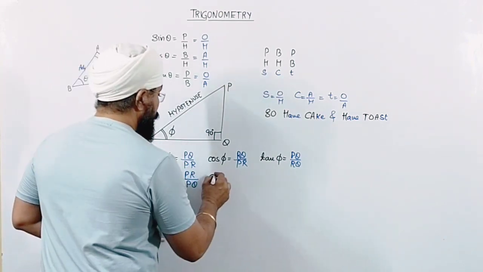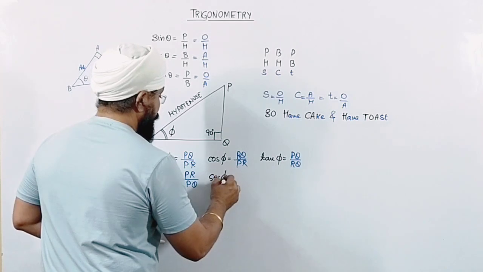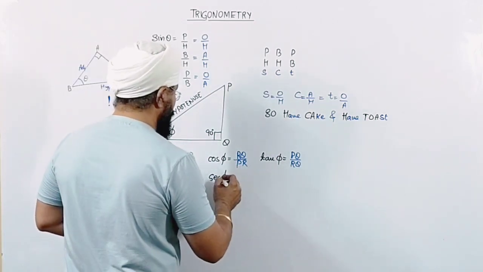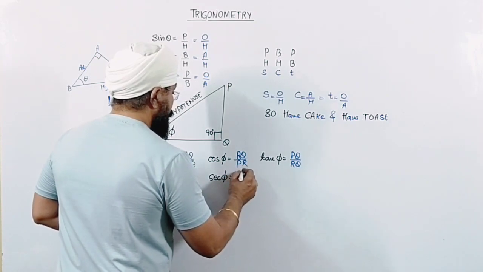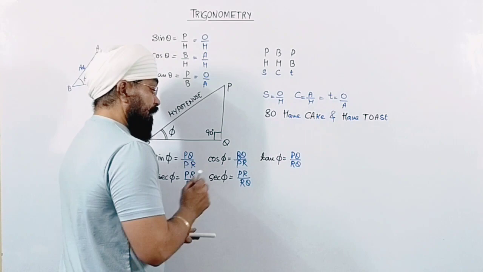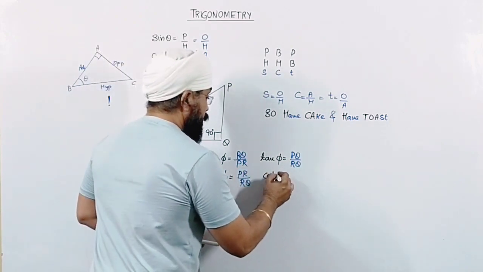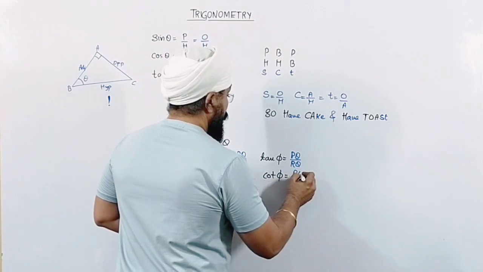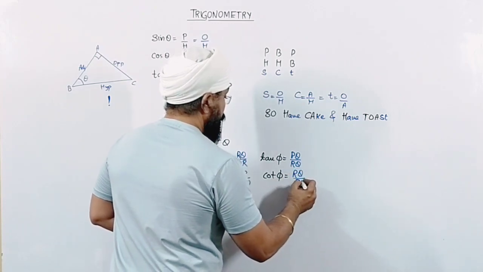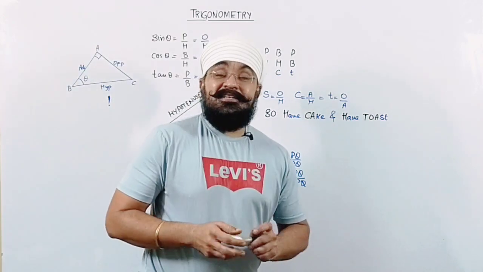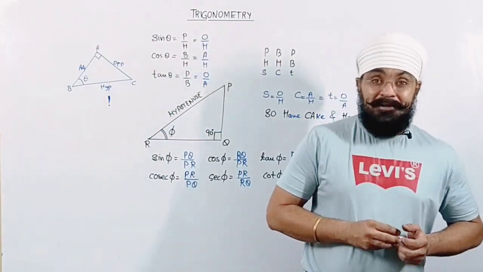In the same way, sec theta or sec phi is the reciprocal of cos, which I will take in the coming videos. So this is PR upon RQ, and finally we have cot phi, which is the reciprocal of tan, RQ upon PQ. Clear? So this is the basic of trigonometry.